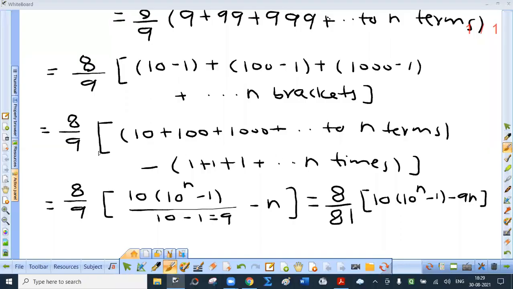So what is the final answer? 8 by 9 formula, A into R raised to n minus 1 upon R minus 1, minus n. So 10 minus 1 is 9, LCM is 9. So 10 into 10 raised to n minus 1 minus 9n upon 9. I have taken 1 by 9 outside the bracket. So 8 by 81 into 10 into 10 raised to n minus 1 minus 9n.